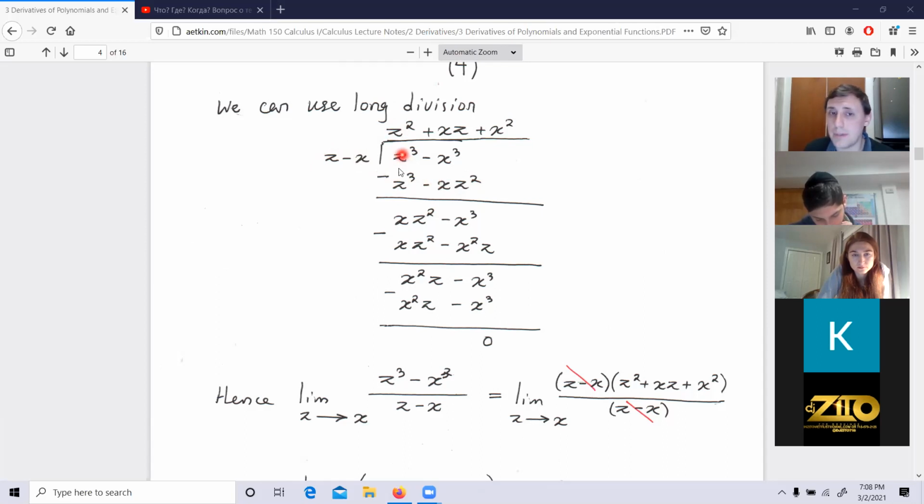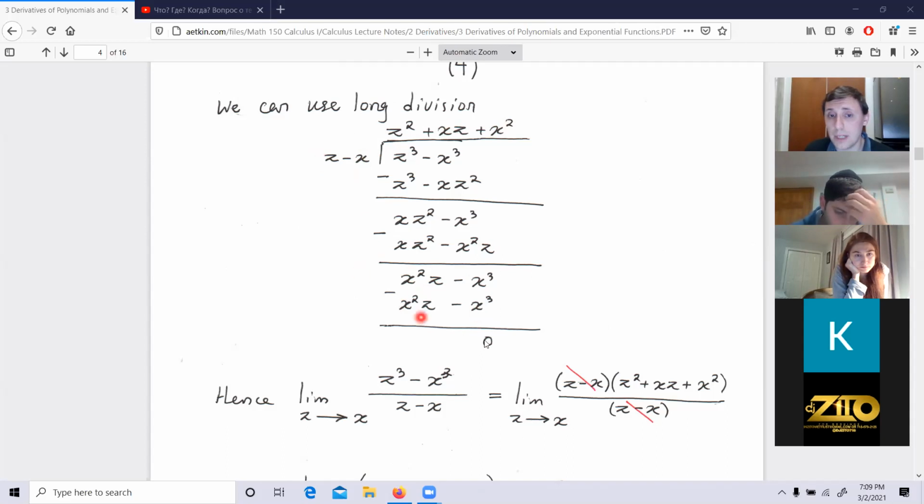When I subtract, what happens? The z cubes disappear. Minus x z squared becomes x z squared minus x cubed. Now, what do I need to multiply z minus x by to get x z squared? I need to multiply by x z. Are you with me? So I put plus xz, I multiplied by xz. I have this line, subtract. What do you have? You have x squared z minus x cubed. Now what do I need to multiply to this z minus x to get x squared z? I need to multiply by x squared. Here's that x squared.